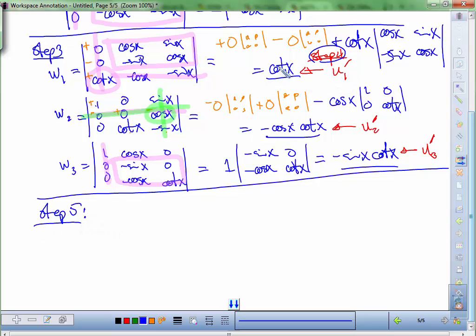We got step 4 over there, so step 5 would be integrating 3 functions. This is u1', so u1 is going to be the antiderivative of cotangent x. Anybody got this off the top of their heads?